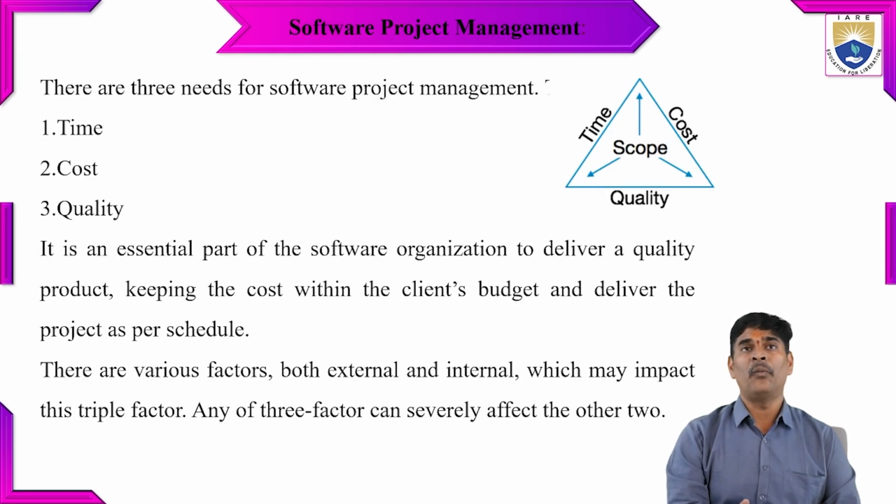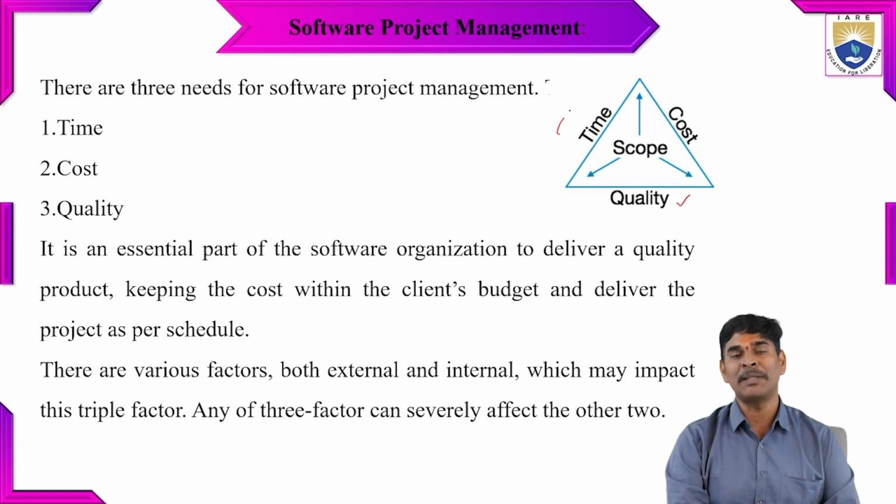And here we are going to verify the three needs of software project management. What are the three needs? The first one is quality. They have to verify this when they take up the project. The first criterion we can call quality. They have to do the project in a quality manner.